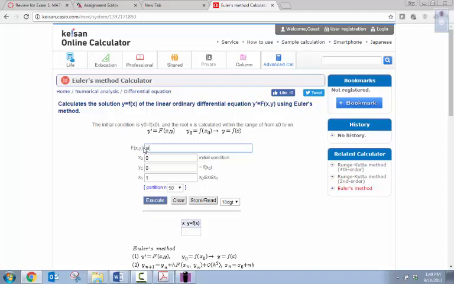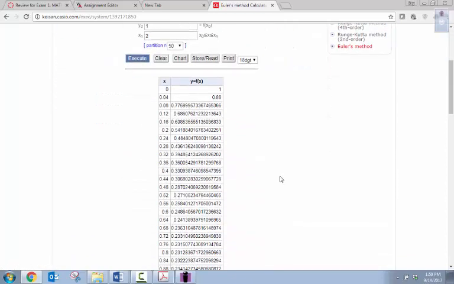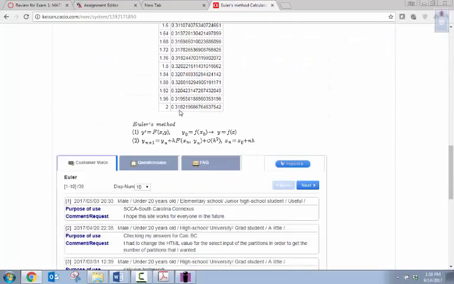Let's see. This is sine x minus 3y. x0 is 0, y0 is 1. Partitions 10. Geez, I just want 2. I want 5 partitions. Well, let's do 50 and see what happens. 0.31. Is that what you got, closer to 0.32, right? Yeah, that's pretty close.